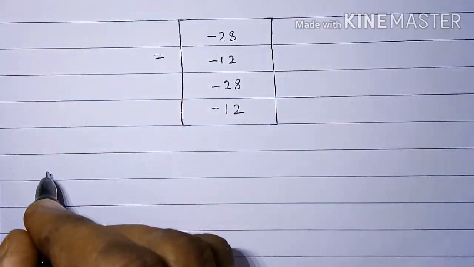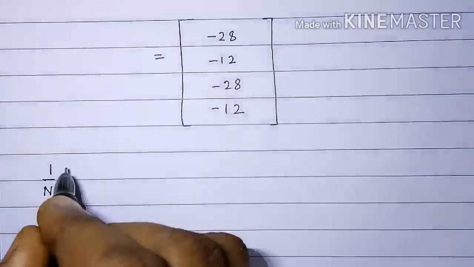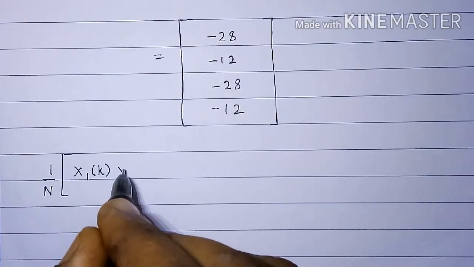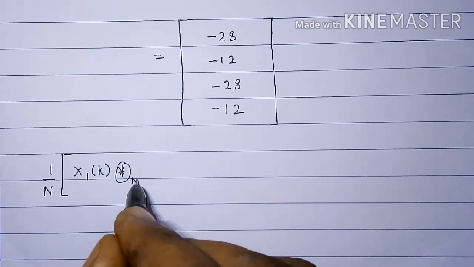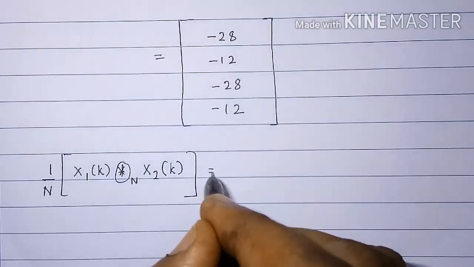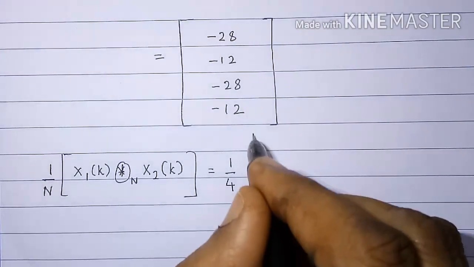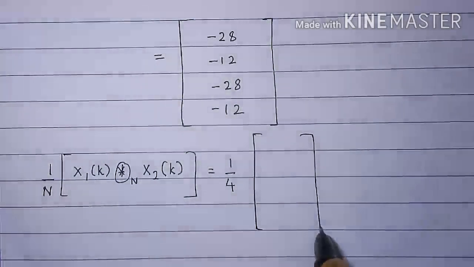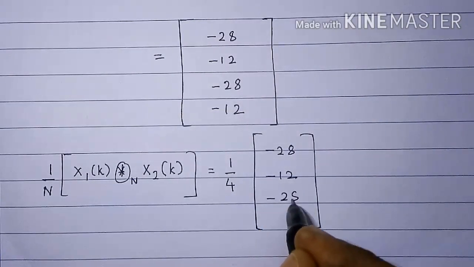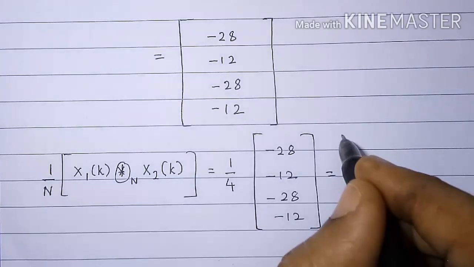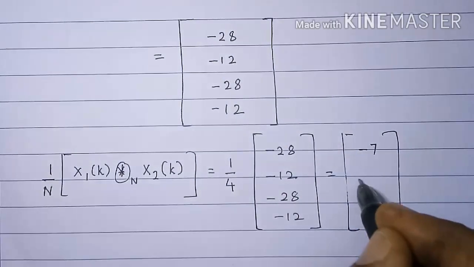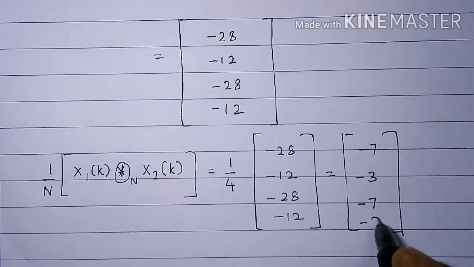Now we will compute 1 by n into x1 of k circularly convolved with x2 of k, that is 1 by 4 into minus 28, minus 12, minus 28, minus 12, which will be equal to minus 7, minus 3, minus 7, minus 3.